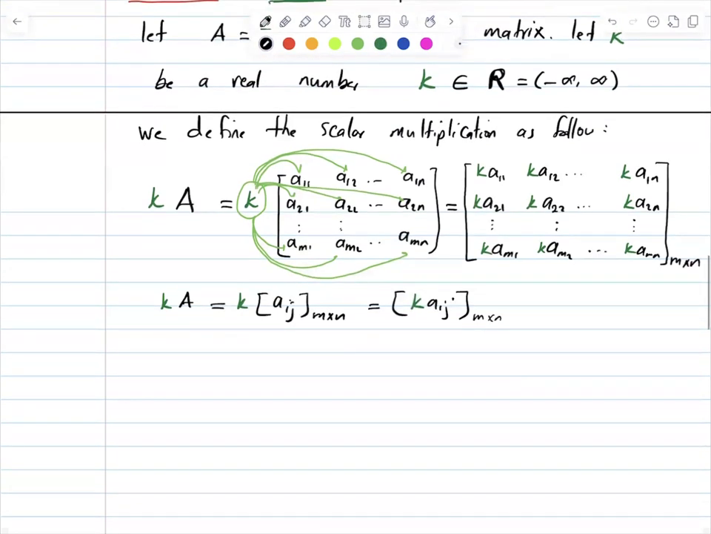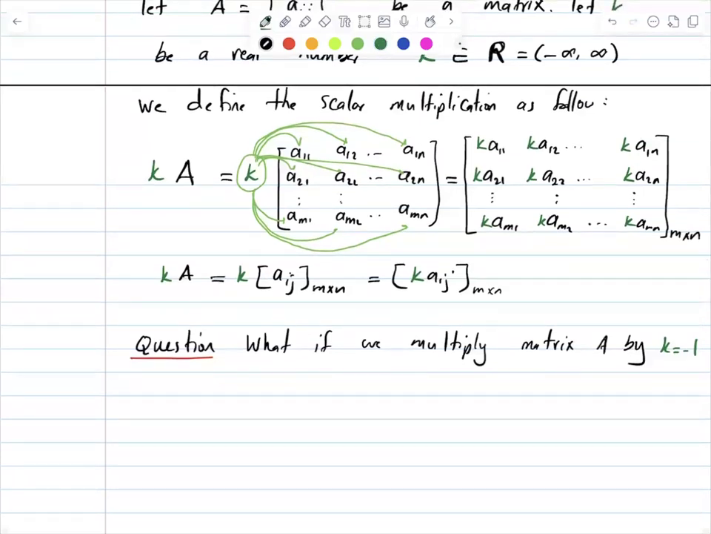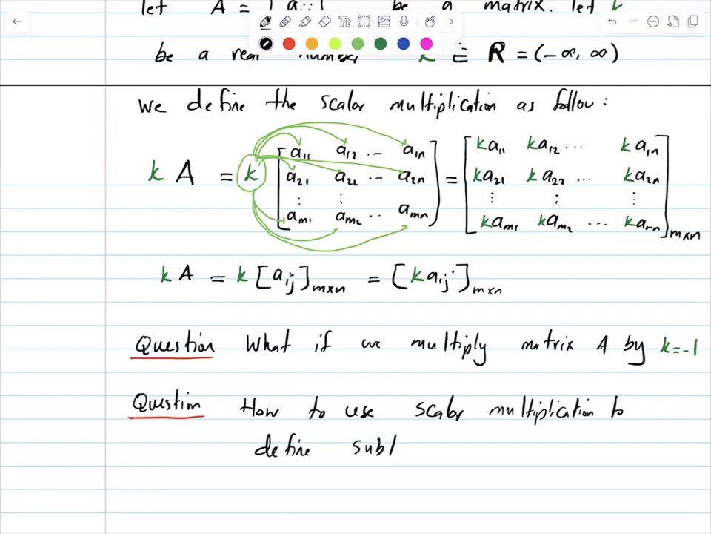So now I expect you to ask, so here we have a question. What if we multiply matrix A by k equals -1? And the next question is, how do you define subtraction between two matrices? How to use scalar multiplication to define subtraction between matrices. These are all valid questions.